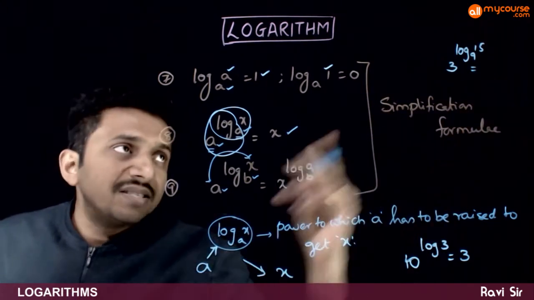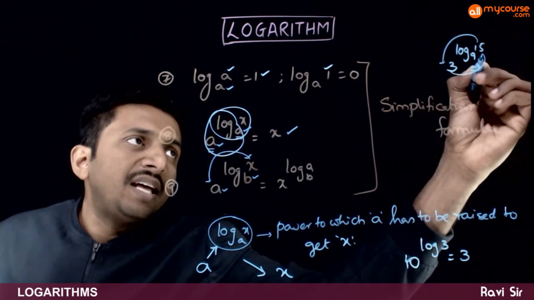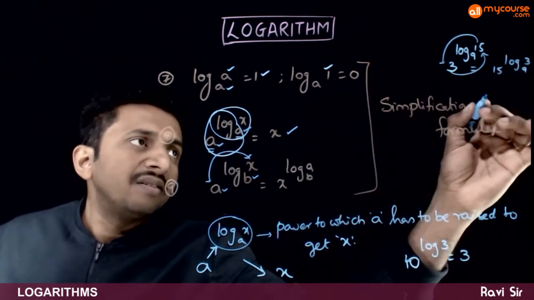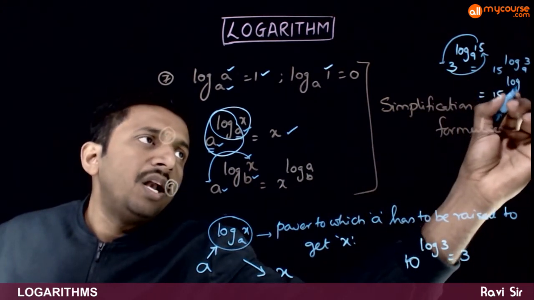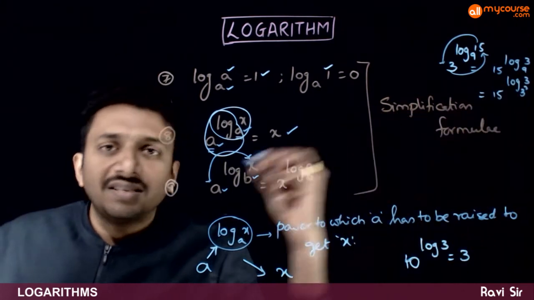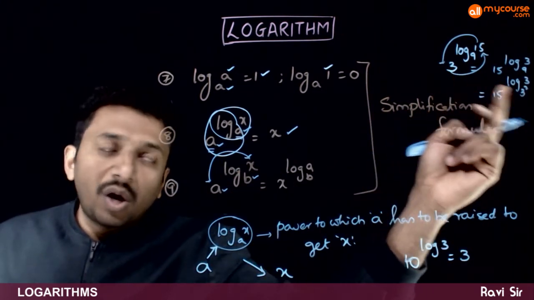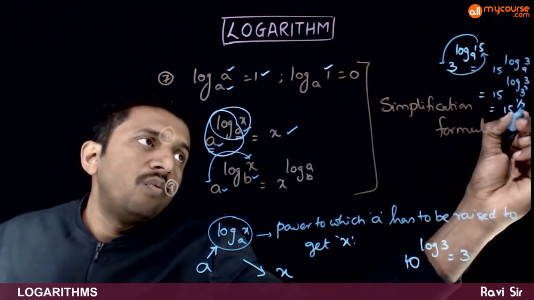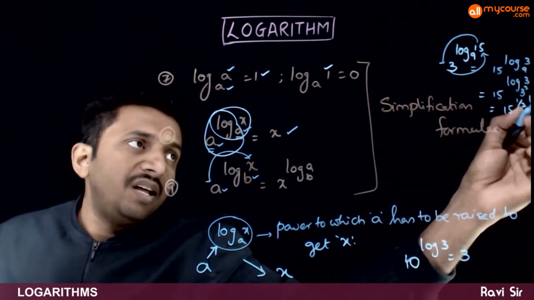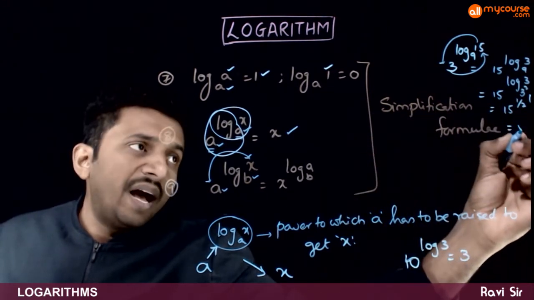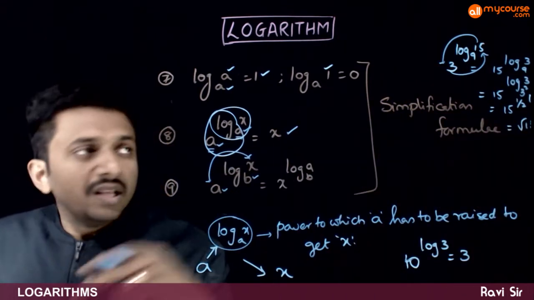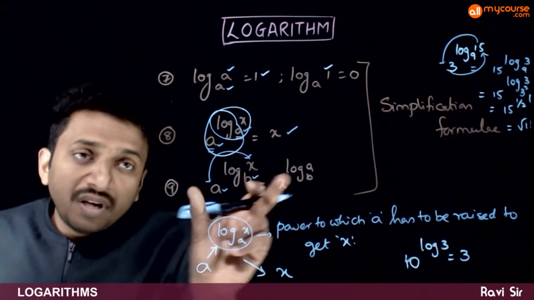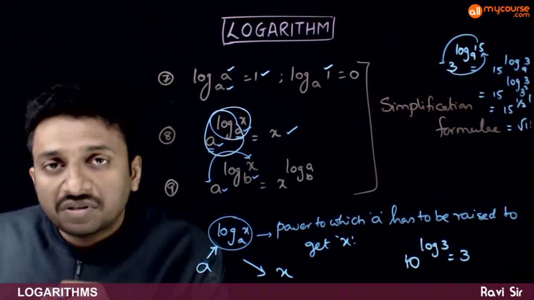So this 15 and 3 can be exchanged. So this will be 15 power log 3 to the base 9. Log 3 to the base 9 can be written with 9 as 3 square. This 2 can be brought out as 1 by 2 because this is the power of the base. So 15 power 1 by 2 log 3 to the base 3, which is equal to 1. That is 15 power half, which is equal to root 15. So 3 power log 15 to the base 9 will be equal to root 15. This is how we use this formula to simplify the expressions.